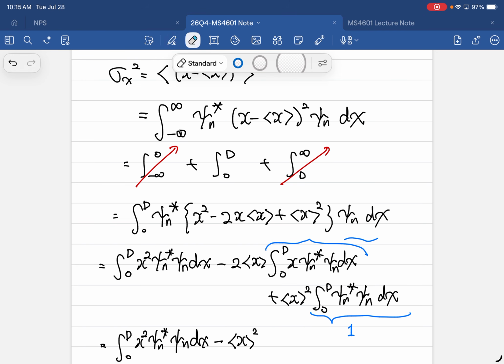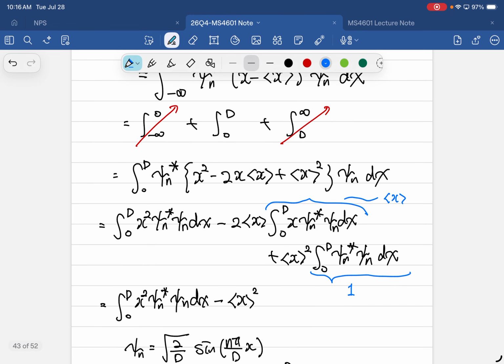This is, by definition, x bracket. When you express the expectation value, it is psi n star x psi n. This x is just a variable, so you can move it inside, it doesn't matter. So this is x bracket here. Then we can simplify further: this is minus 2 x bracket squared plus x bracket squared, so this one is simply minus x bracket squared.